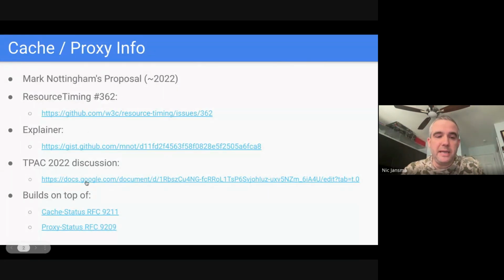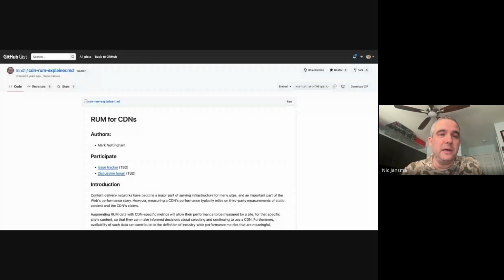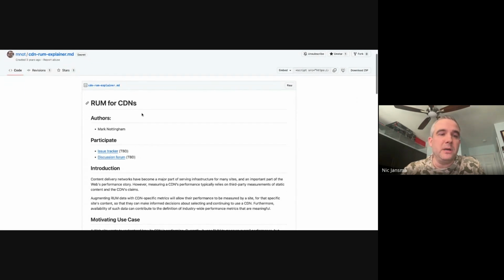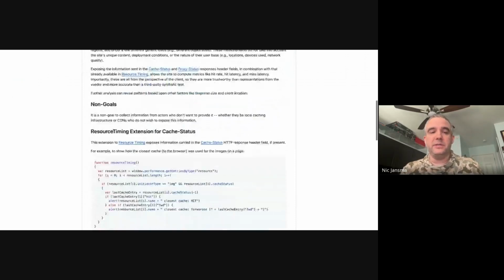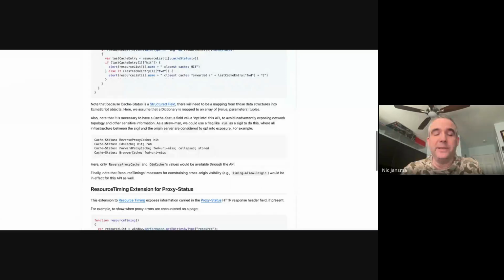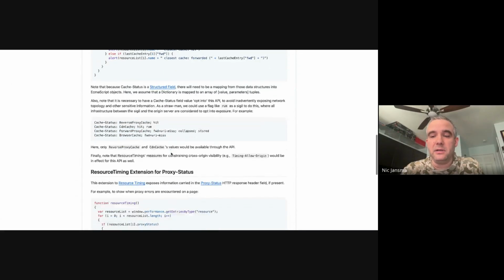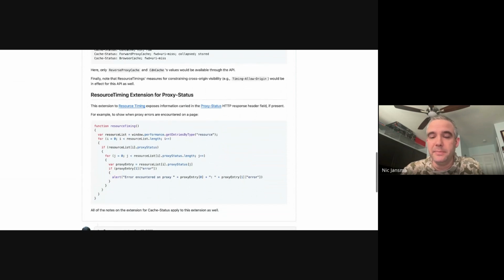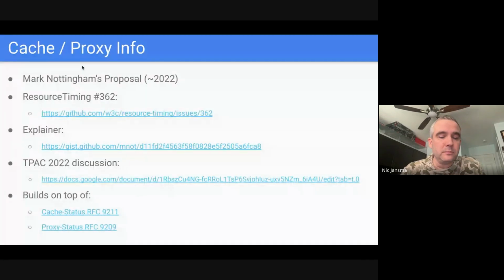We did talk about it at TPAC later that year, and you're welcome to look at the long discussion that we had around it. There is a good explainer that Mark put together around why this information is necessary or interesting, some proposals for how it could look from the HTTP side and how it could look from the JavaScript land side. It builds on top of two other RFCs for cache status and proxy status, and I'll talk about that a little bit as well, and where we are now, what happened since then.